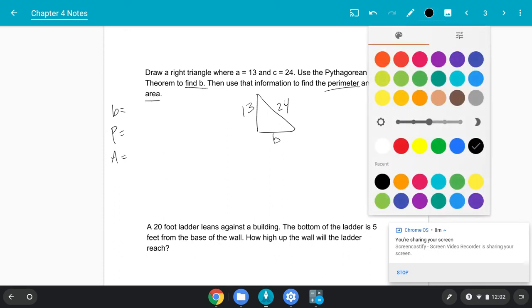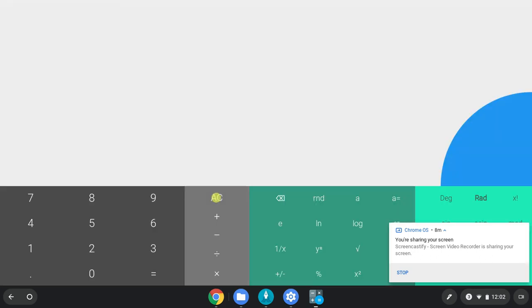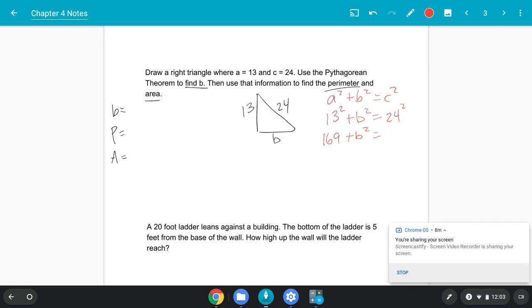So we'll start with the Pythagorean theorem, which says A squared plus B squared equals C squared. We know A is 13 squared plus B, we don't know, is equal to C squared, so 24 squared. That's a big number. 13 squared is 169 plus B squared, I don't know. And then 24 squared, let's check that. 24 times 24, 576. Wow.